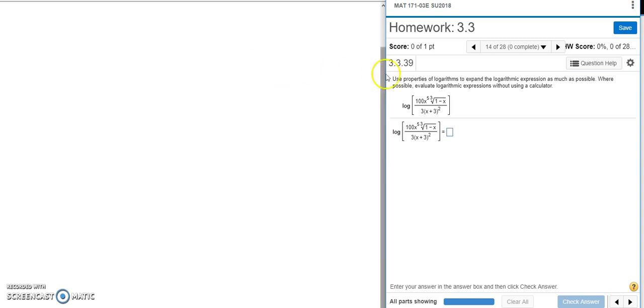So I picked number 14 because this is a heck of a problem here. There's lots of expanding to do, okay? So this is going to have multiple steps. So let me go ahead and write it down.